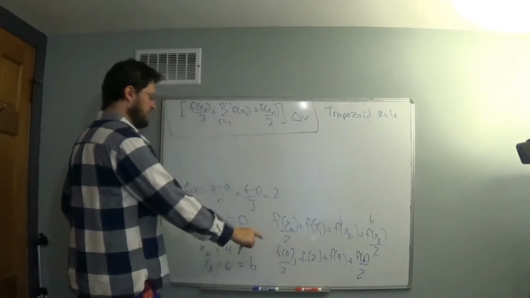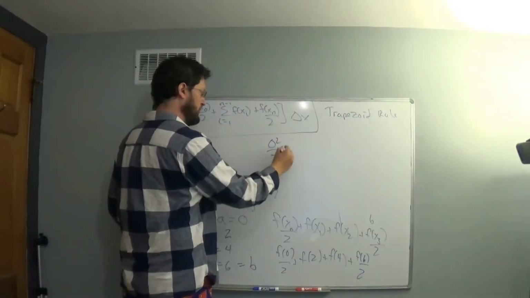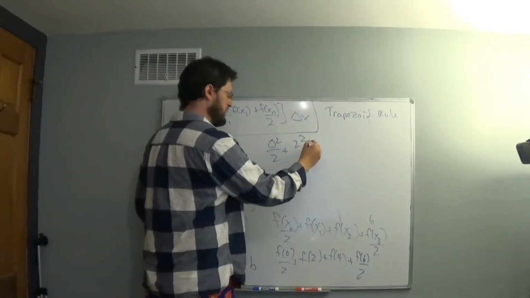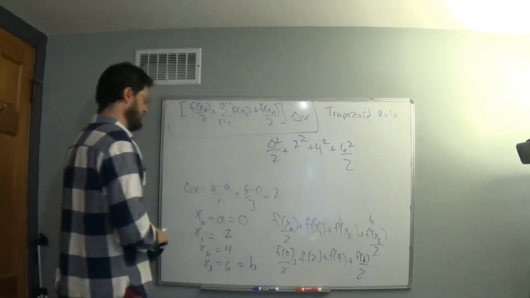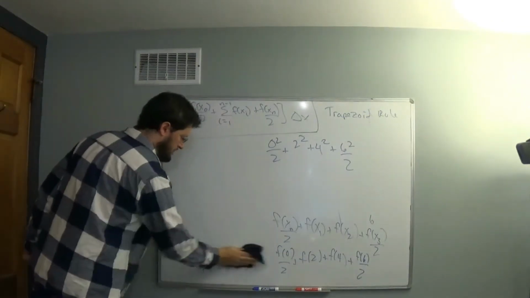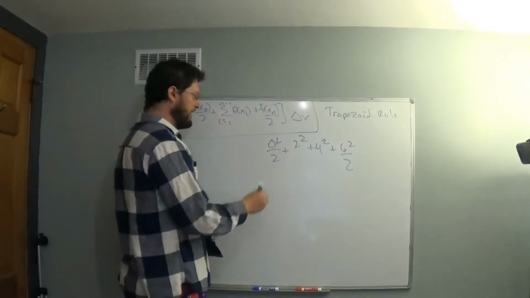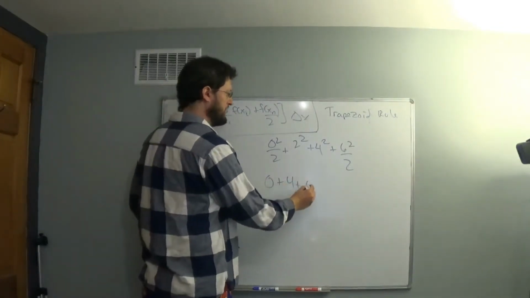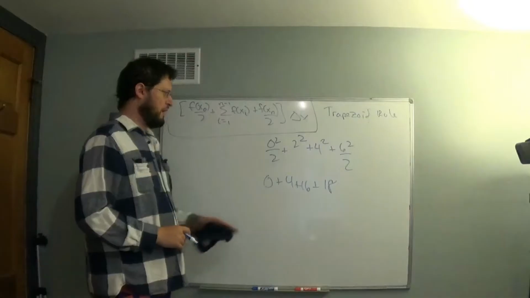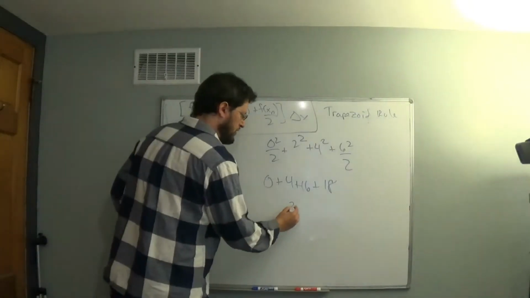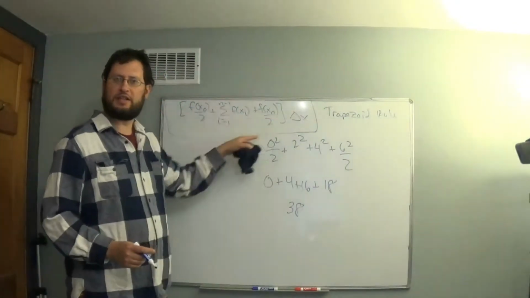So f at 0, since f at x was x squared, that's 0 squared over 2 plus 2 squared plus 4 squared plus 6 squared over 2. Which will make 0 plus 4 plus 16 plus 36 over 2 is 18, which makes 20 plus 18, which is 38. But don't forget that at this point all we've done is found the stuff inside the brackets.